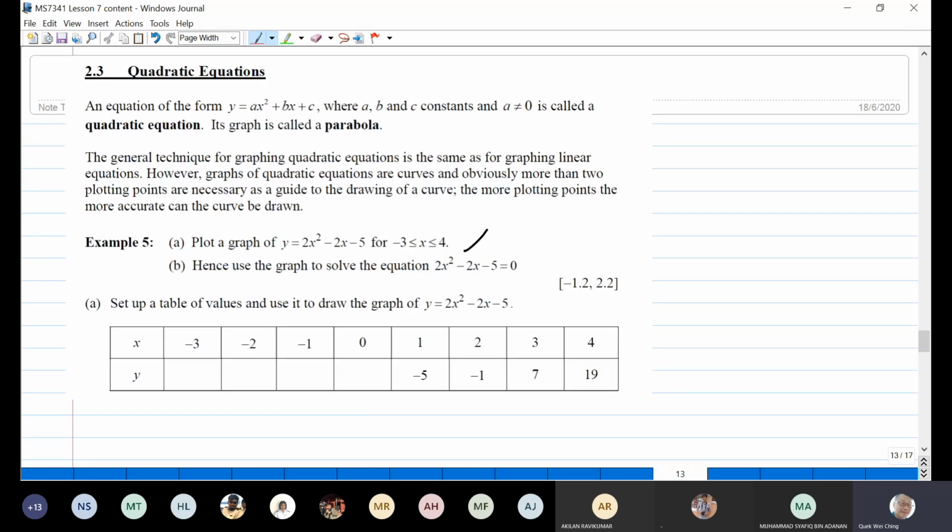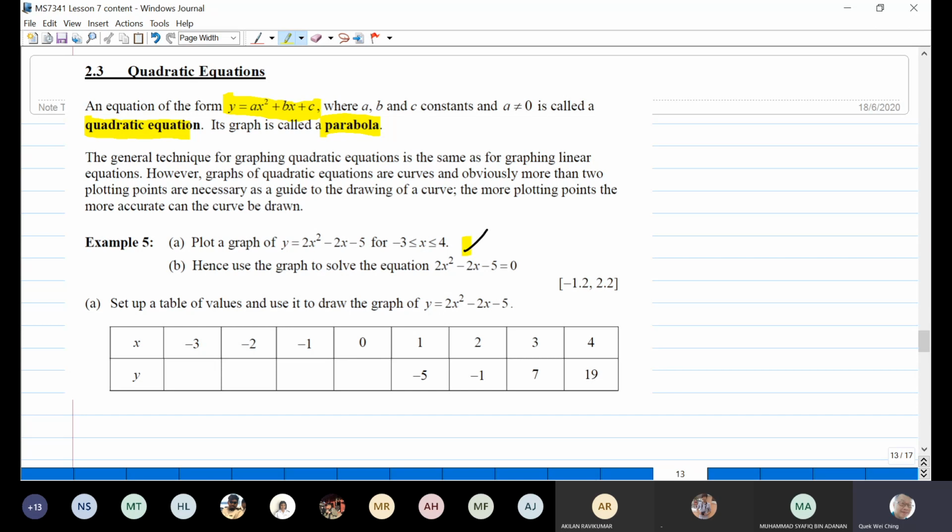Okay, this one is a quadratic equation now. What is the difference between this and the straight line equation? The equation is y equals ax squared plus bx plus c now. A, B, C are numbers, and A is not 0. This type of equation is called a quadratic equation, and the graph you get is called a parabola. It's not a straight line anymore.